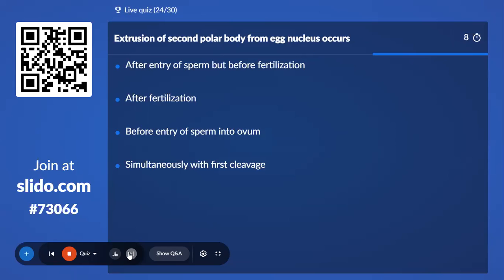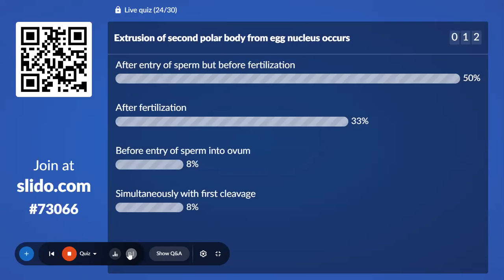10 more seconds. And the poll rate before you in 3, 2, 1, and your time's up. Revealing the correct answer, and it's option A where 50% students have voted. Moving on to display the leaderboard.